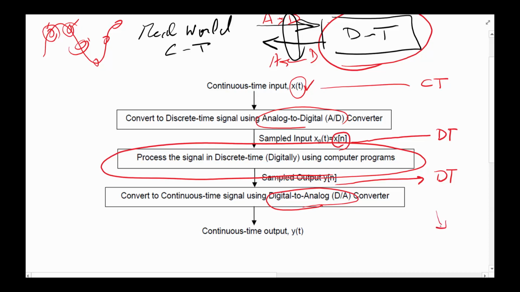So what we're really interested in is how do you take a continuous time x of t and make x of n out of it? And on the other hand, we are very interested in how do you take whatever the result was in discrete time and convert it back to y of t so we can use it. That's the essence of what we like to talk about here.